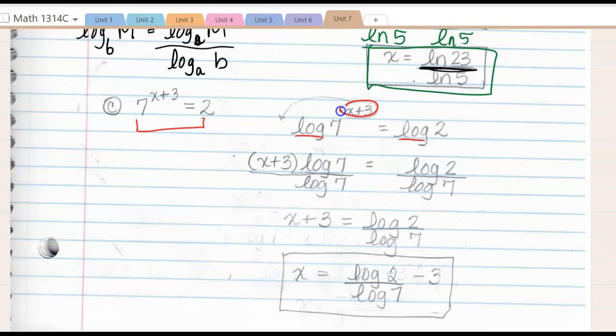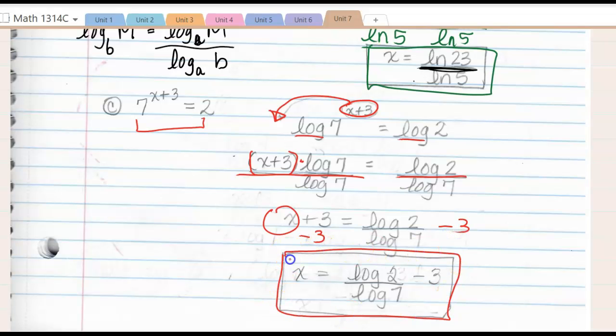I'm going to use the third property of logs by putting my exponent to the front. Notice that I put a parenthesis around that exponent. So now I have our exponent of x plus 3 times the log of 7 is equal to the log of 2. I'm going to divide both sides by the log of 7, and I find that x plus 3 is equal to the log of 2 divided by the log of 7. So remember, we're solving for x, so I'm going to subtract 3 from both sides, and that's how we get our last answer that we have down here.